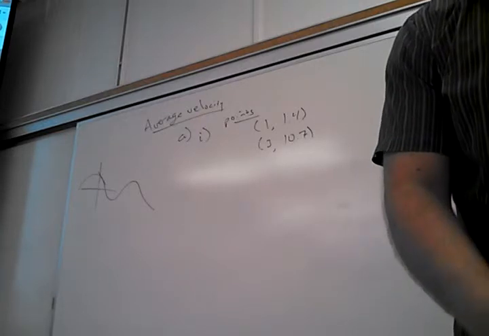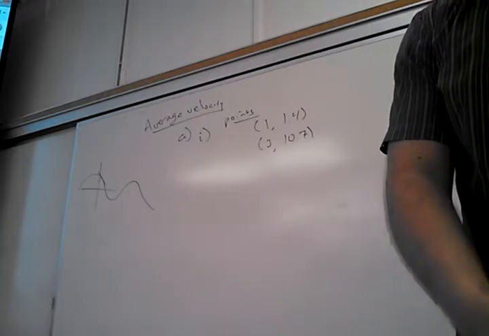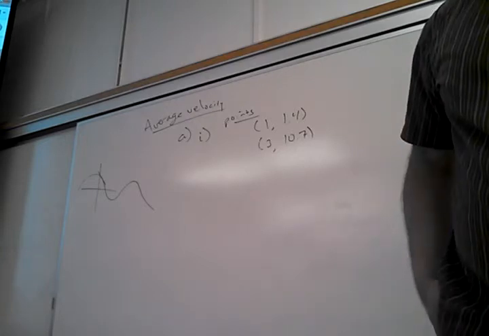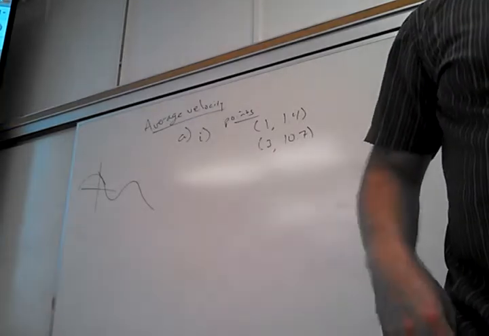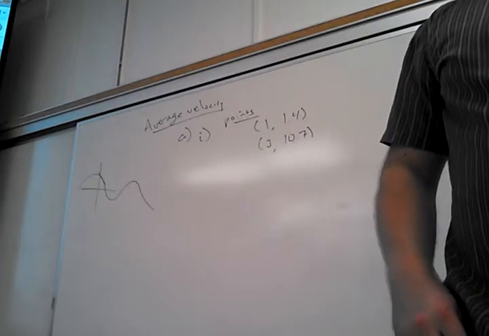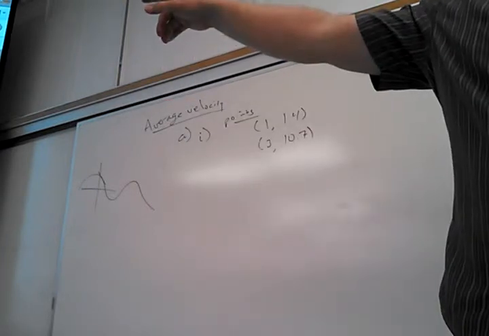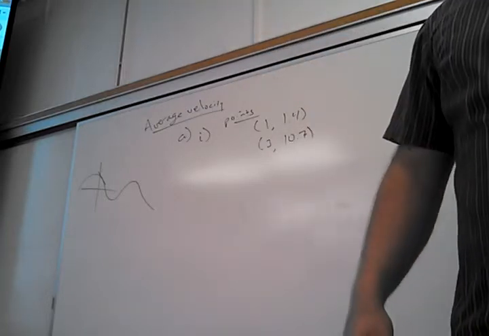What did you guys get for 1? Sounds right. 2? 516. Yep. 3. Okay. 4. 7. Okay. Cool. Now, part B. What do you think you can do there?